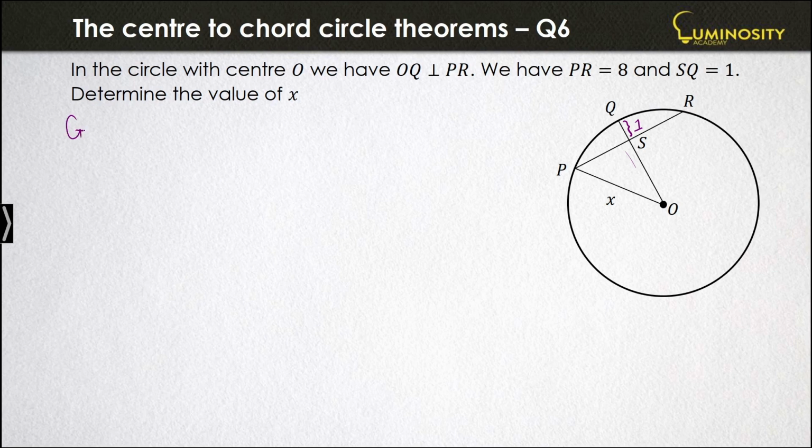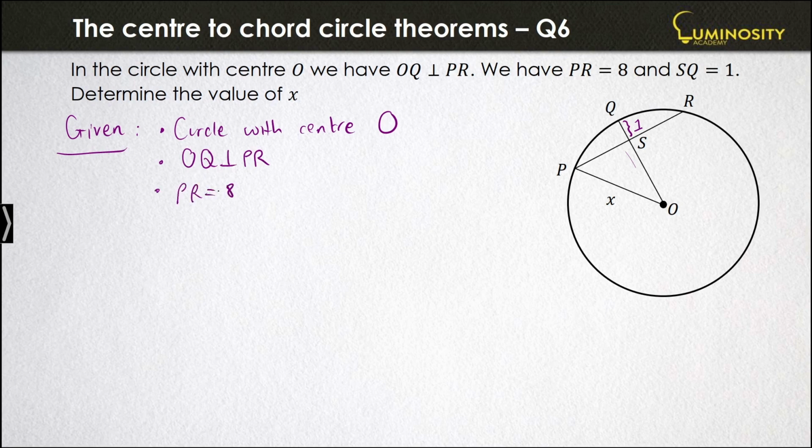So let's write everything we've been given in terms of this problem. First of all, a circle with center O. Again, always very important if we know the center of the circle, because it enables us to use any theorems that have the center as the key point. We also have from the center a perpendicular line OQ to the chord PR. We're given the length of the chord PR is 8 units, and the length of the little part of OQ, which is SQ here, is 1 unit. The goal is to determine the value of x, which in this case is the length OP, which is a radius line.